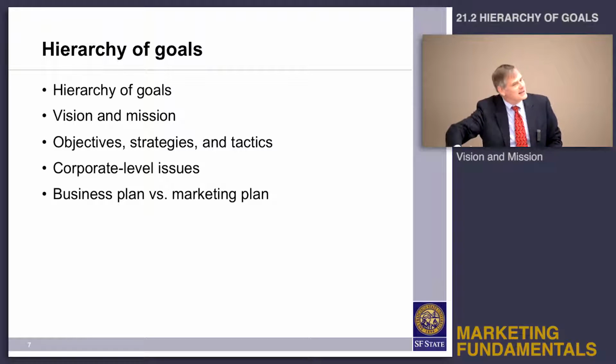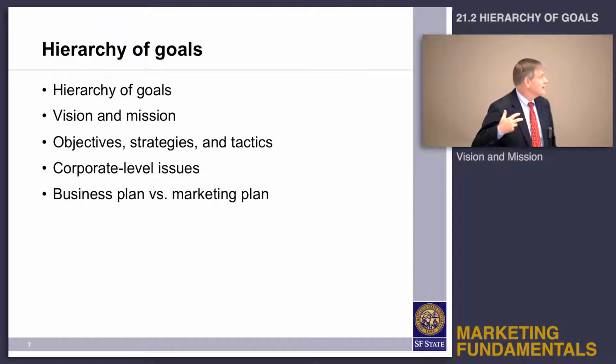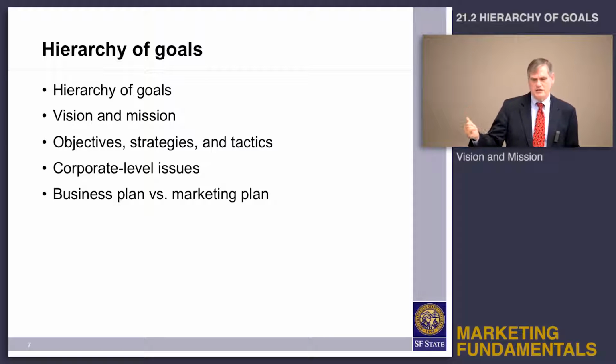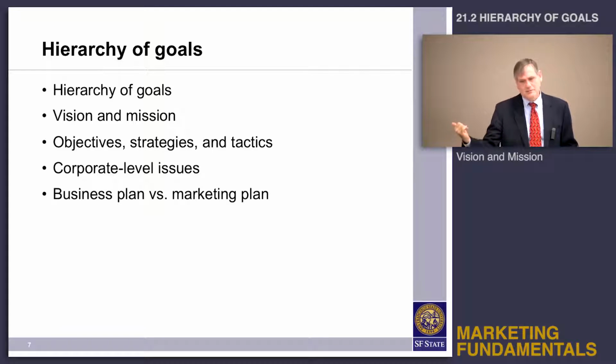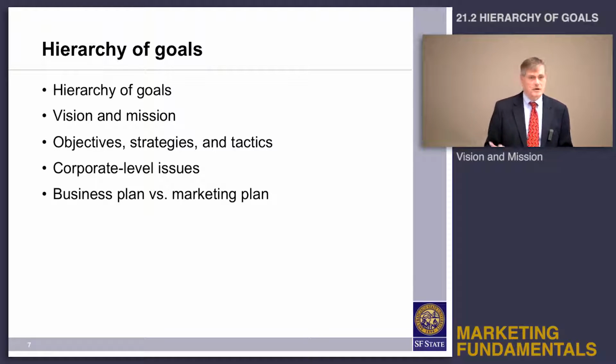So that's getting into this hierarchy of goals. There is kind of a top-down approach to determining where the organization is headed, starting out with vision, mission, and then I'll talk a little bit about the language we use, objective, strategies, and then business unit level, and ultimately department level, and this is a marketing class, so we'd be talking about the marketing plan.